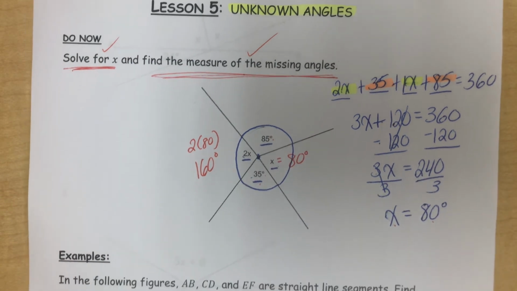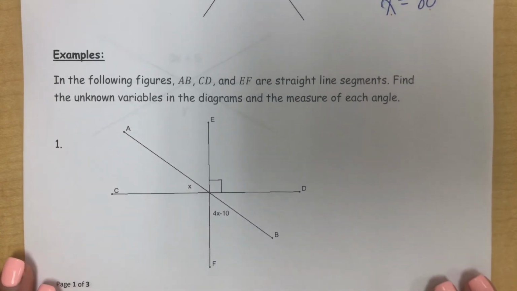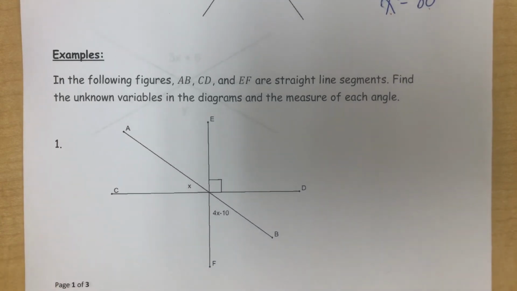All right, so let's slide down underneath to start with the first example. So as we read it, it says, in the following figures, AB, CD, and EF are straight line segments. That's really important. It says, find the unknown variables in the diagrams and the measure of each angle.